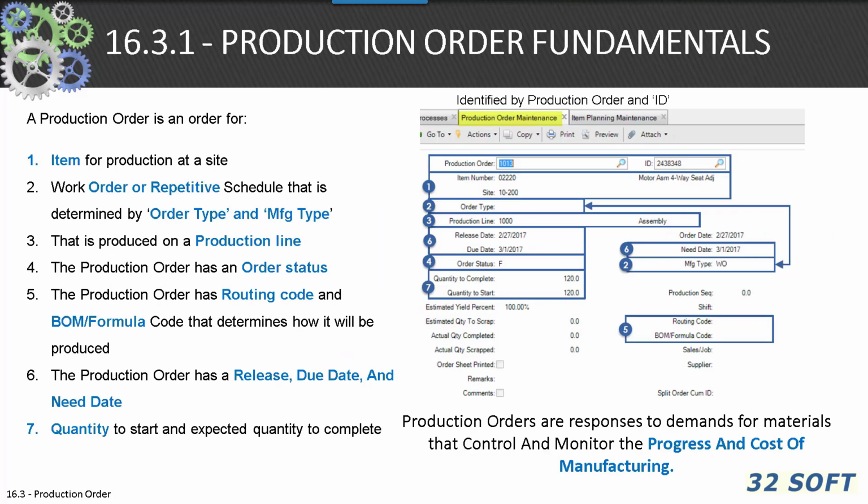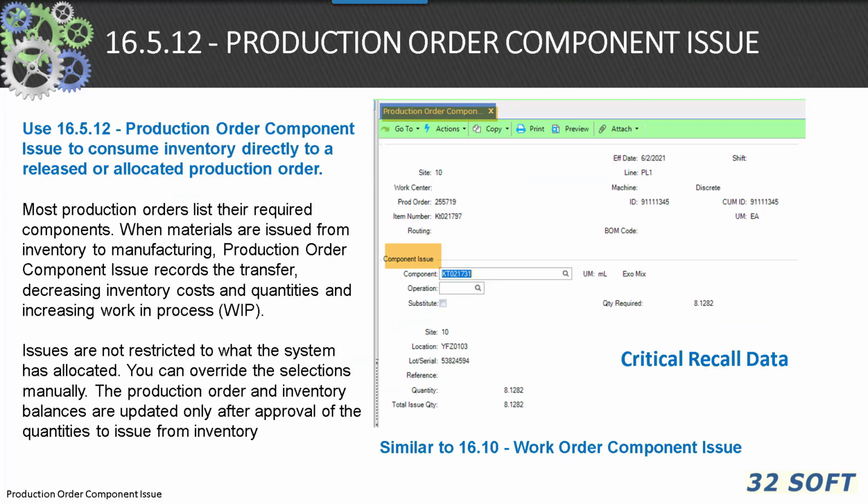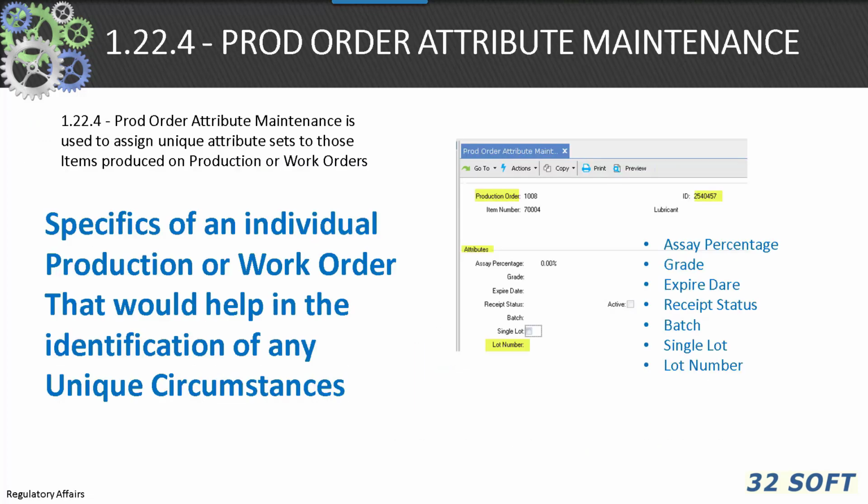The 16.3.1, which used to be the old 16.1, basically defines the production order by order number and ID at a production site on a line with an order type and a manufacturing type, with routers and BOMs, with pertinent release dates, and a couple of new fields in terms of quantity to start and expected quantity to complete. The 16.5.12 production order component issue records materials that are used to produce the production order, critical to recall.